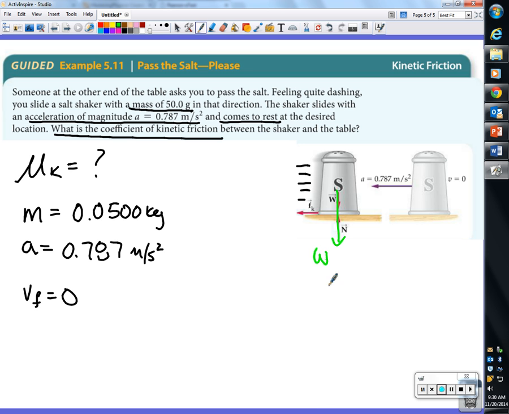All right, we know the weight of an object. How do we calculate the weight of an object? M times g. They gave us m, so we can figure out what that weight is. Somebody plug that into their calculator real fast. 0.4905. All right, so this is 0.4905 newtons. All right. What else?